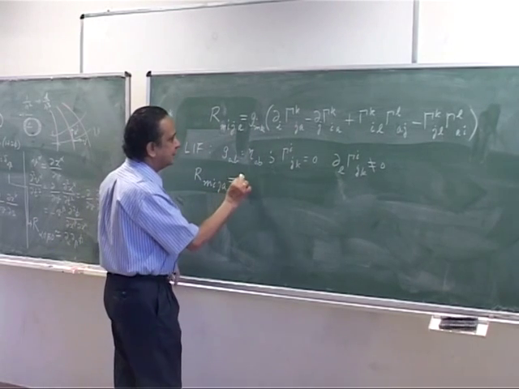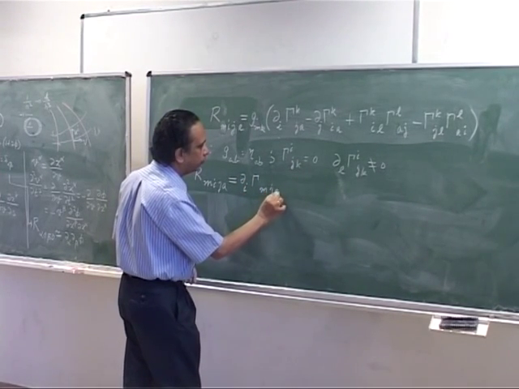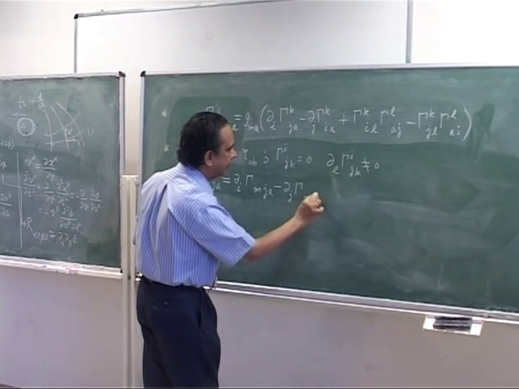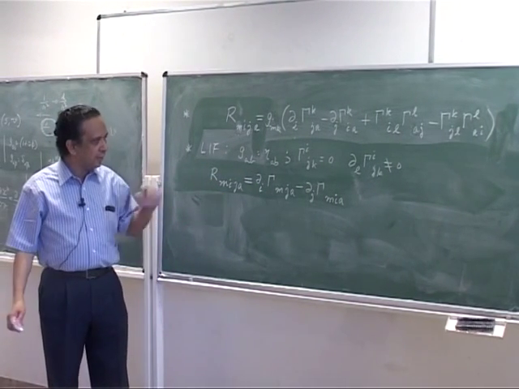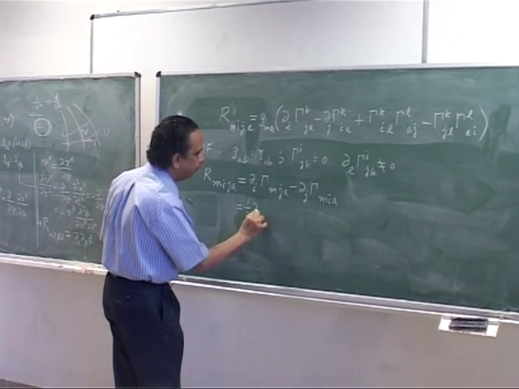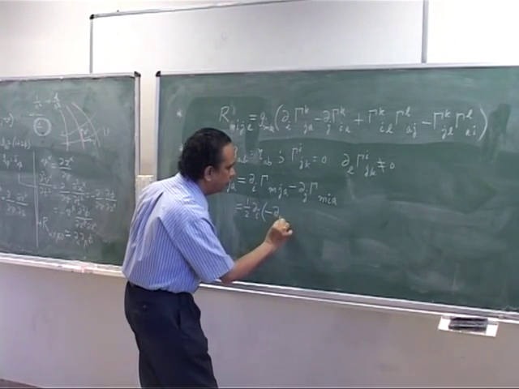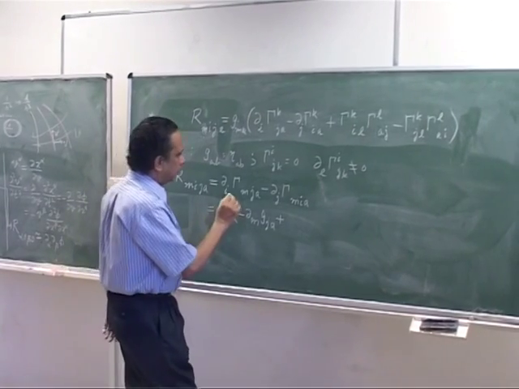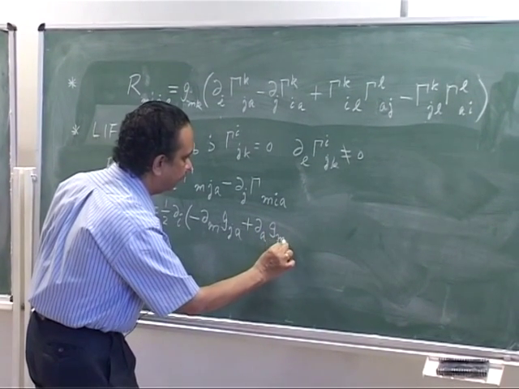So I can write this as d_i of gamma_{m j a} minus d_j of gamma_{m i a}. The second term always goes for a ride. Once I write down the first term, I only have to flip i and j, and I'm through to the second term. So let us see what this is going to be: half d_i, and let us write down the expression for this. We know that the special index is m, so it is d_m of g_{ja} plus d_a of g_{mj}.